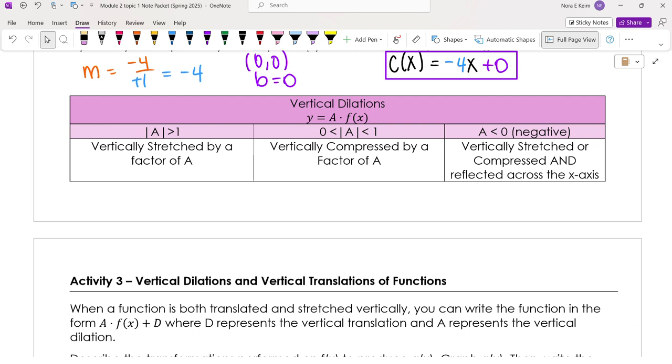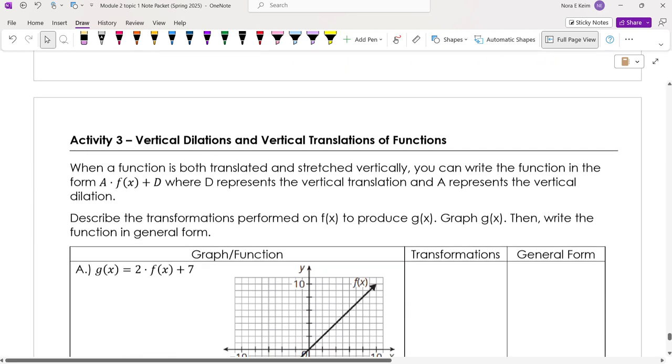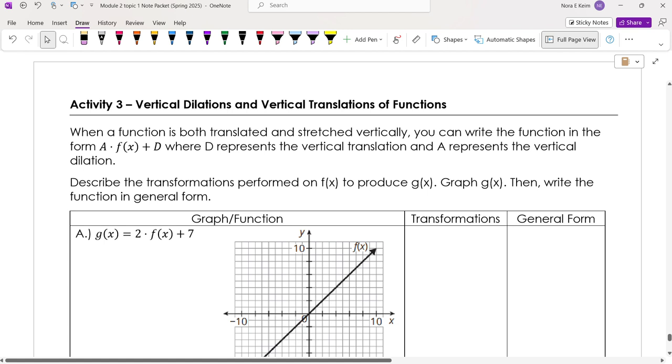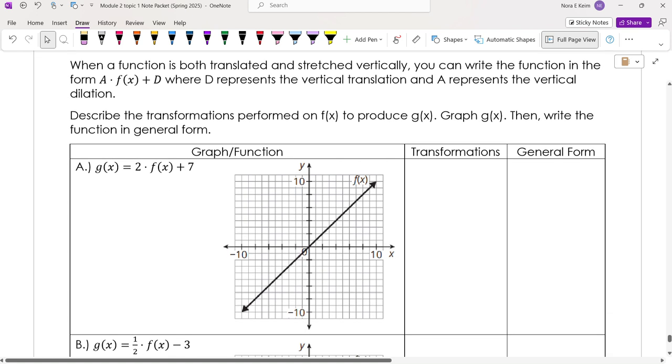So this is our last page here. When a function is both translated and stretched vertically, you can write the function in the form a times f of x plus d, where d represents the vertical translation and a represents the vertical dilation. So describe the transformations performed on f of x to produce g of x, then write the function in general form.